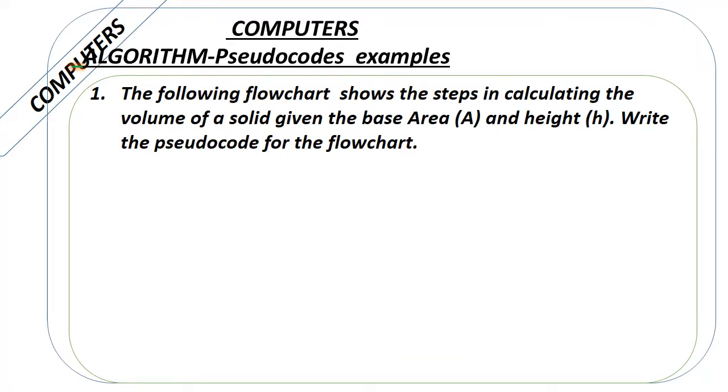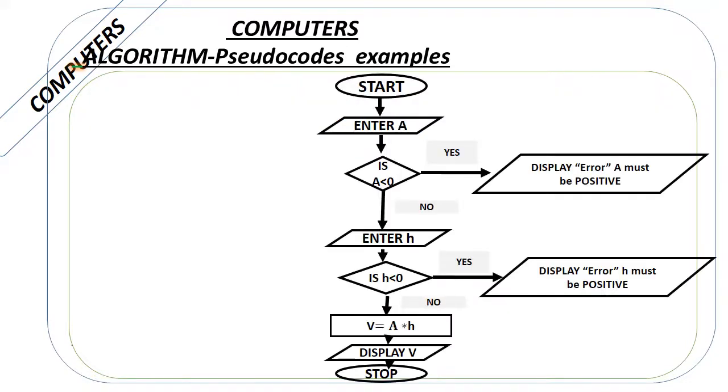There's another question here. The following flowchart shows the steps in calculating the volume of a solid given the base area A and height H. Write the pseudocode for the flowchart. So they have given us a flowchart. So this is the flowchart. Let's read it, then we'll write the corresponding pseudocode.